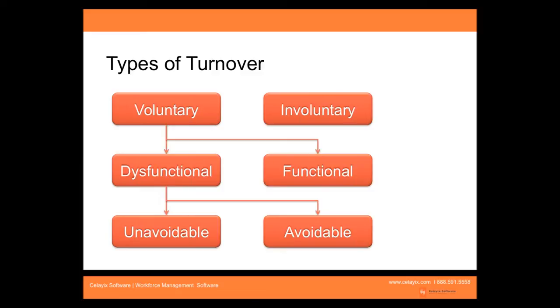So avoidable turnover results from causes that your organization may be able to control. For example, turnover due to low job satisfaction. That's something that you might be able to address.